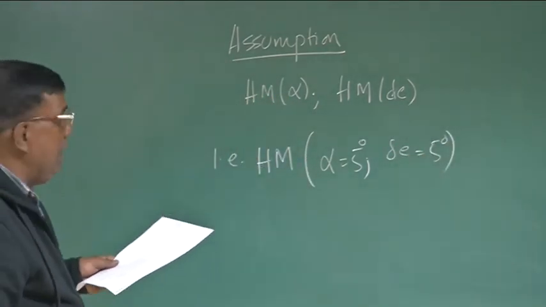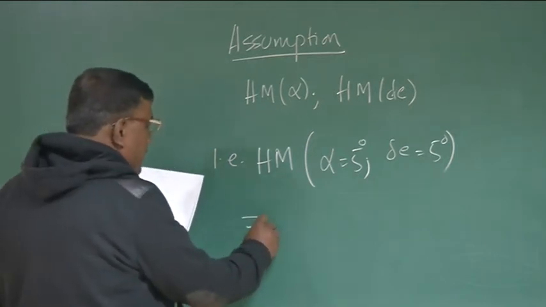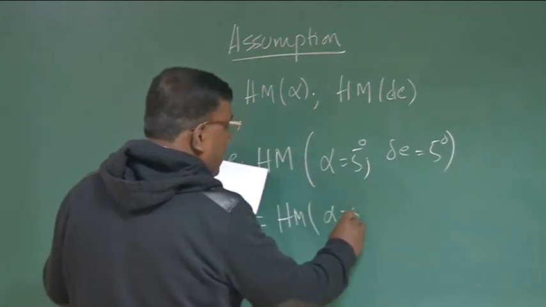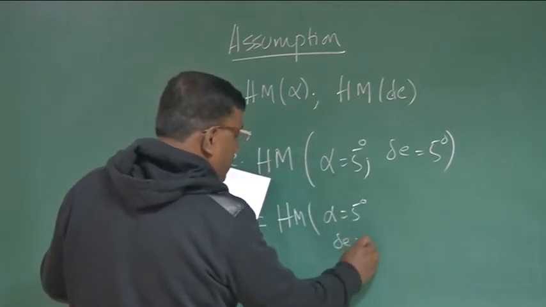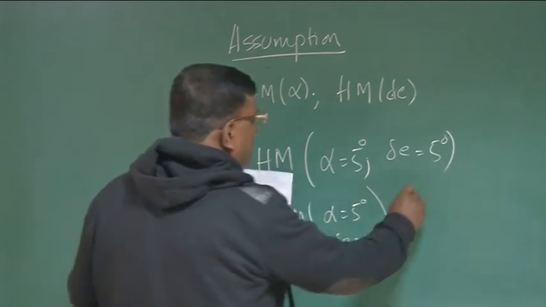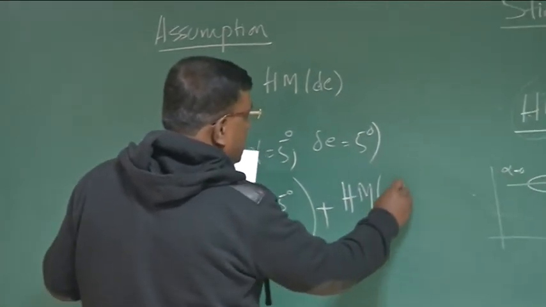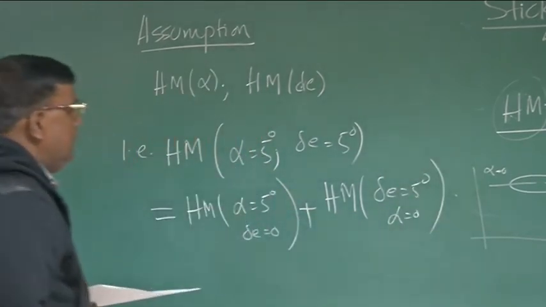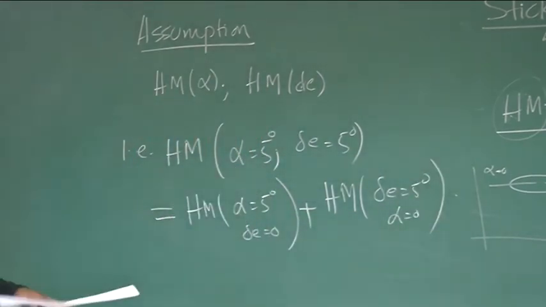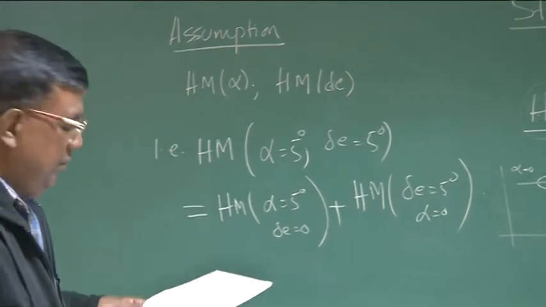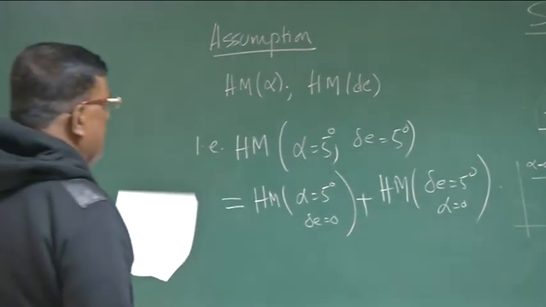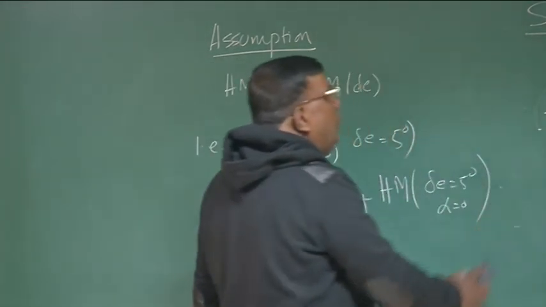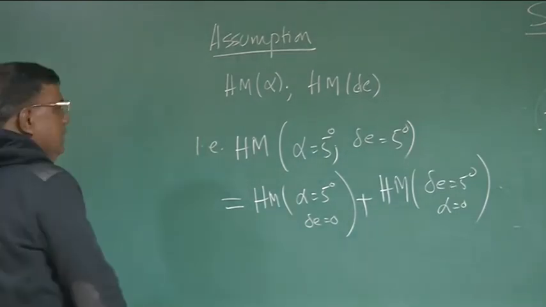The linearity will help me in expanding this problem as hinge moment: calculate hinge moment at alpha equal to 5 degree, delta equal to 0, then add to it hinge moment at delta equal to 5 degree and alpha equal to 0. That is the beauty of assuming linearity. Okay? It makes life very simple.